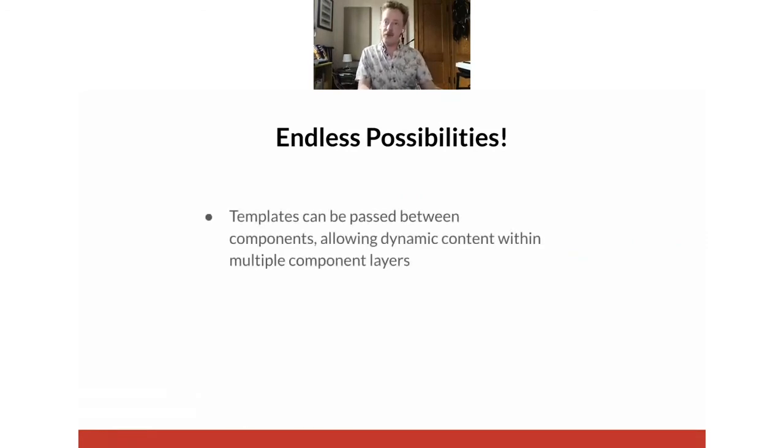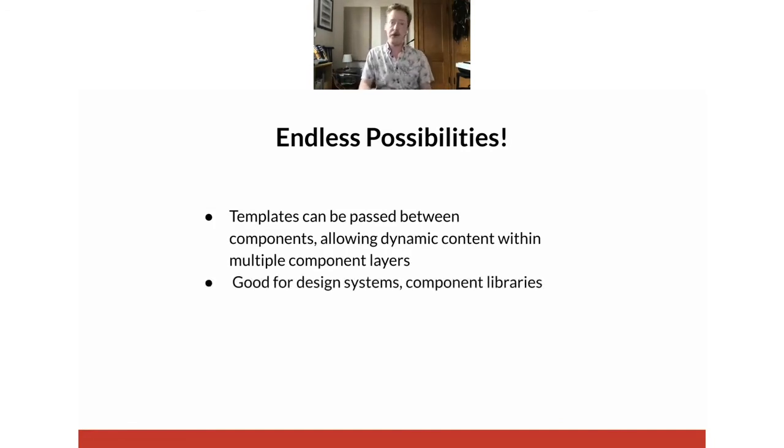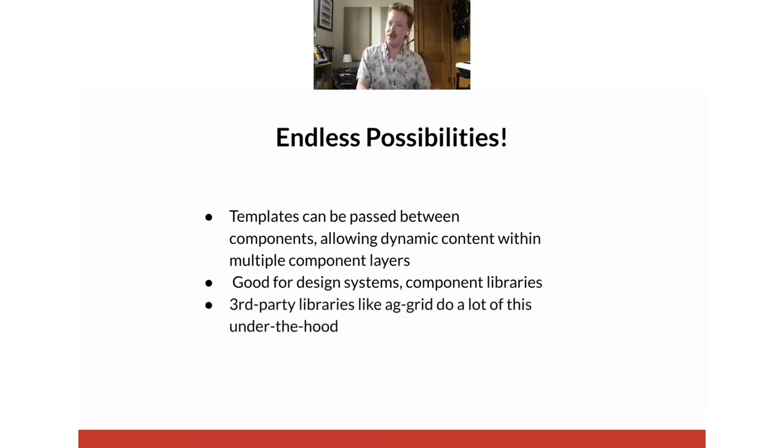Templates can be passed between components in a way that ng-content really does not allow you to do. Ng-content can only penetrate one layer of templates, which can definitely be a limiting factor in some scenarios. Templates can be passed around as many layers as you want. This is a really valuable tool for building design systems or component libraries so that you can work within a design system. A lot of third-party component libraries like AG Grid do this sort of thing under the hood, allowing you to inject custom content into a predefined wrapper of some sort.